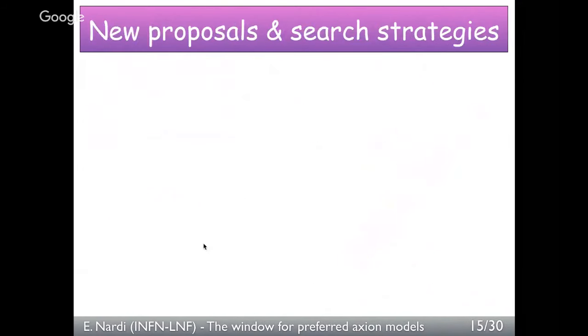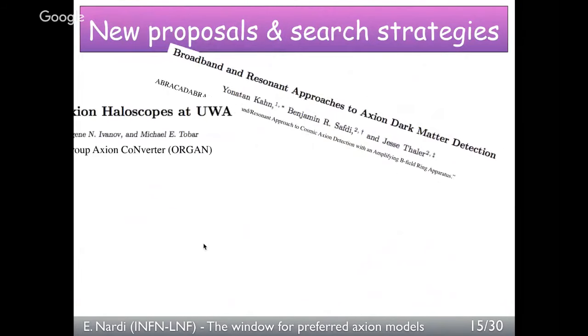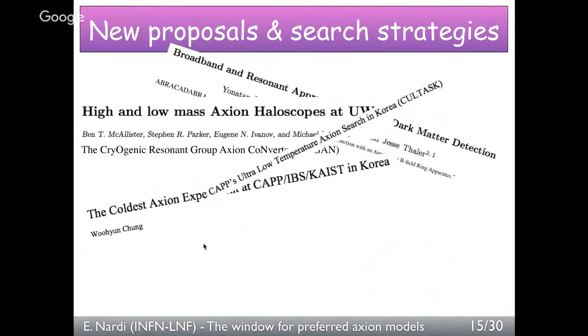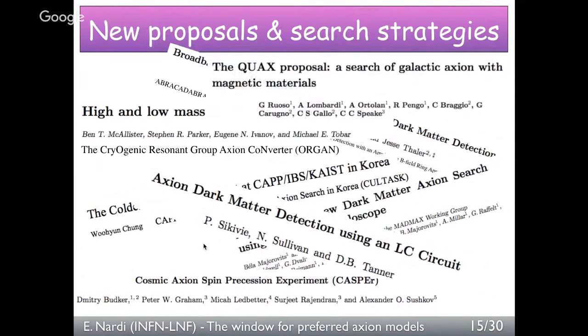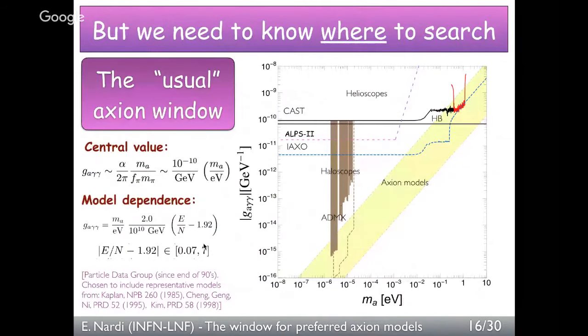So you see, with so many proposals, you have to tell possibly to the experimentalists where you should search for the axion, where you expect to see the axion. Usually there was a window, which is depicted here, that was in some way a bit arbitrary, because it was centered on a reasonable value, and the width of the window was just taken from the literature, from various models in the literature, plotted here.